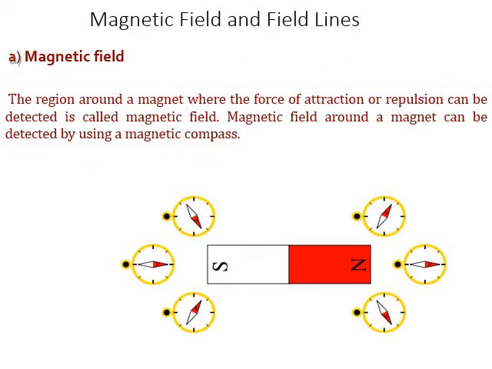Magnetic field and field lines. Magnetic field, the region around a magnet where the force of attraction or repulsion can be detected, is called magnetic field. Magnetic field around a magnet can be detected by using a magnetic compass.